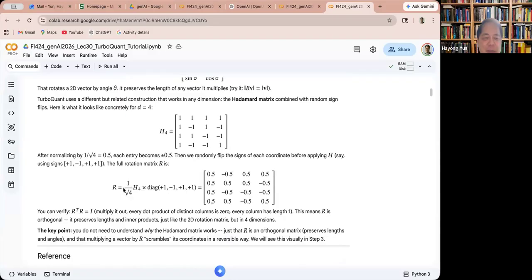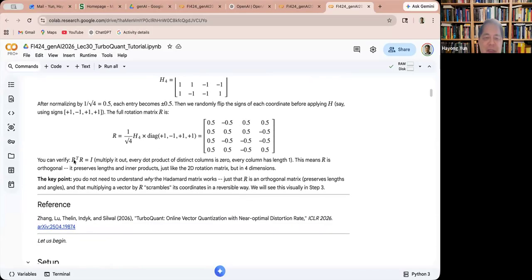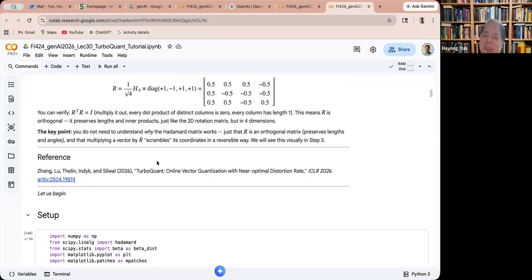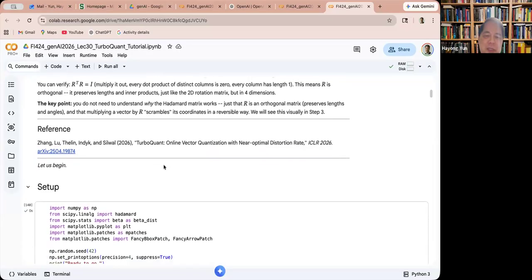The actual rotation matrix is scaled by the norm here, which is the square root of 4, which makes it this. Okay, and you can verify this: R transpose times R is the identity matrix, meaning that the inverse is really simple, right? The transpose of R is actually the inverse of it. So the algebra becomes really simple. Anyway, so the TurboQuant paper is here.